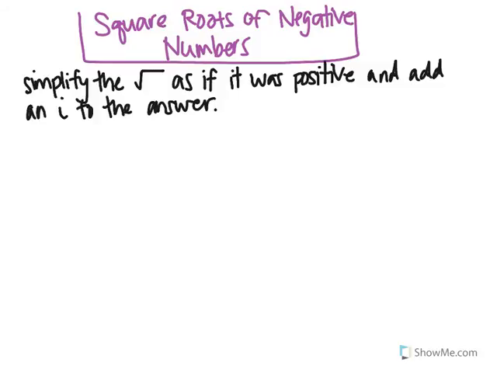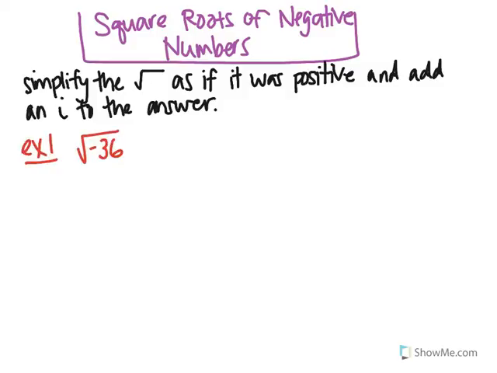So we're going to go ahead and take square roots of negative numbers this time, and you're going to simplify the square root as if it was positive, and then you're going to add an i to the answer. That's the only difference, because you can't take a square root of a negative number. You start going into the imaginary numbers. So let's go ahead and start with this example.